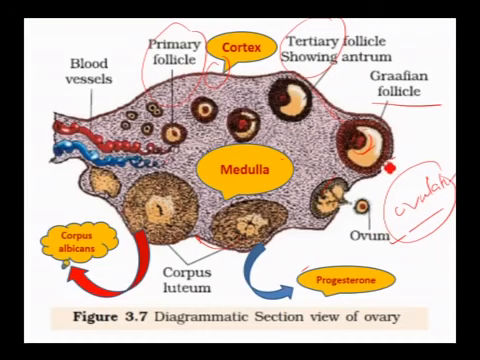After ovulation, the Graafian follicle is converted to corpus luteum. In expectation of pregnancy, corpus luteum starts secreting progesterone. If fertilization does not occur, it undergoes degeneration. The degenerated corpus luteum is said to be corpus albicans. This is a white body. This is a yellow body.